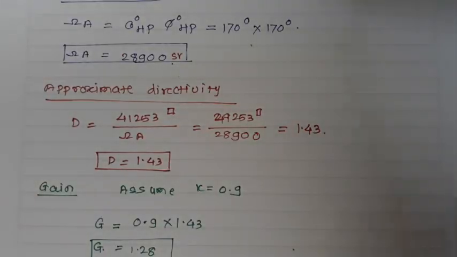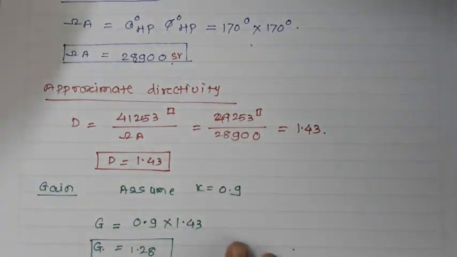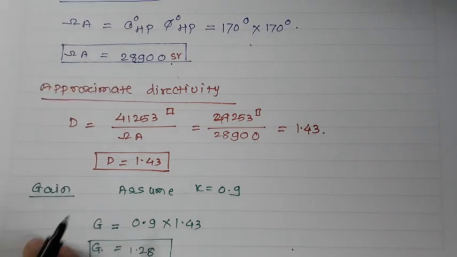Now the next one is the dipole antenna of length lambda by 2. Let us calculate it for lambda by 2 and then we'll compare all these three antennas.